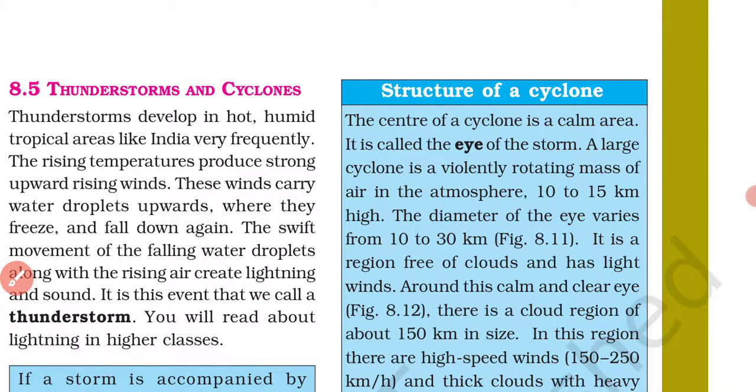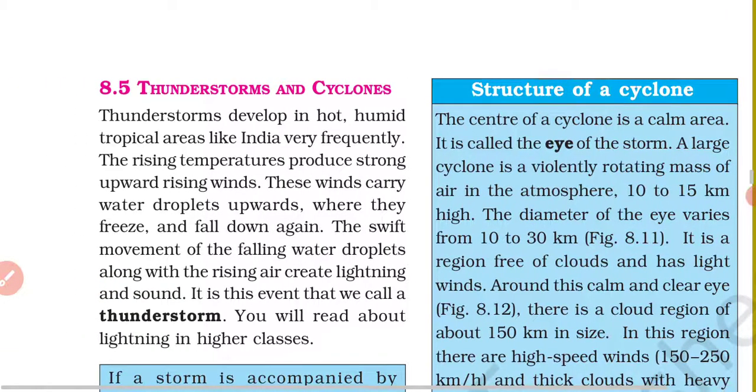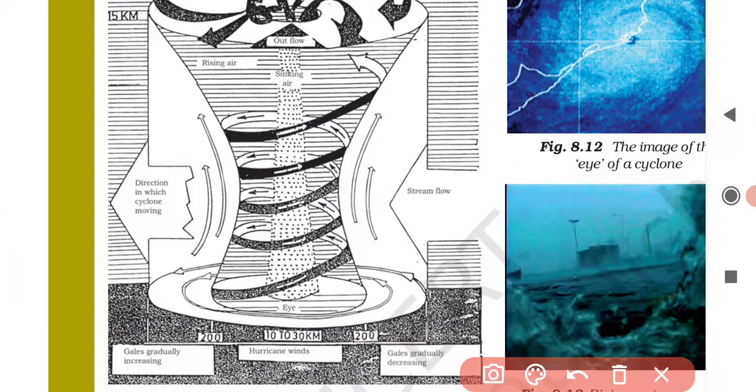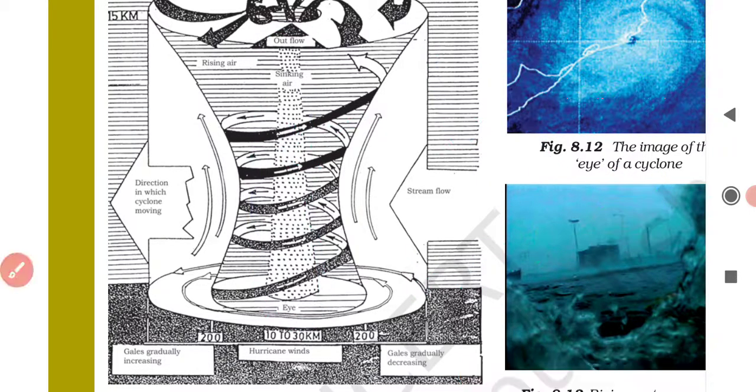Next, it is a region free of clouds and has light winds. That means in the eye of the cyclone, the center of the cyclone, there are no clouds. It has only light winds.